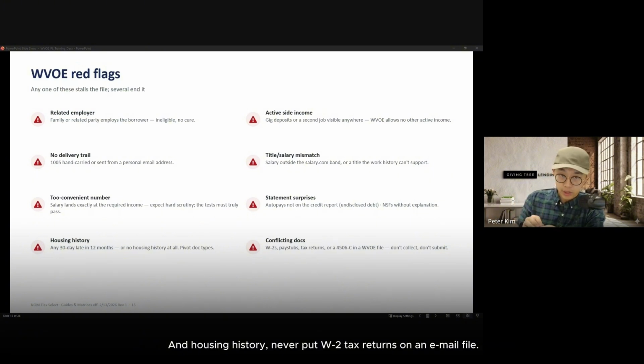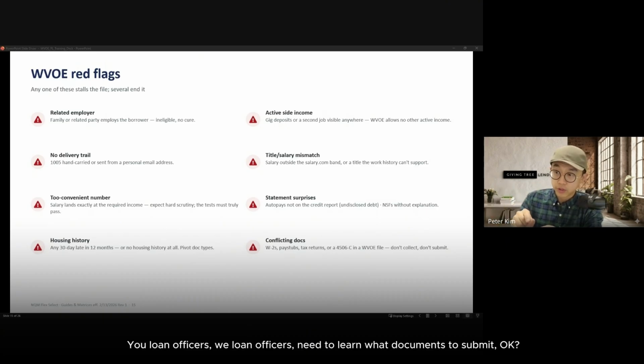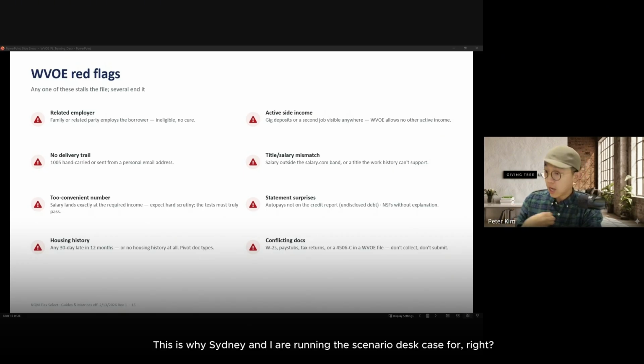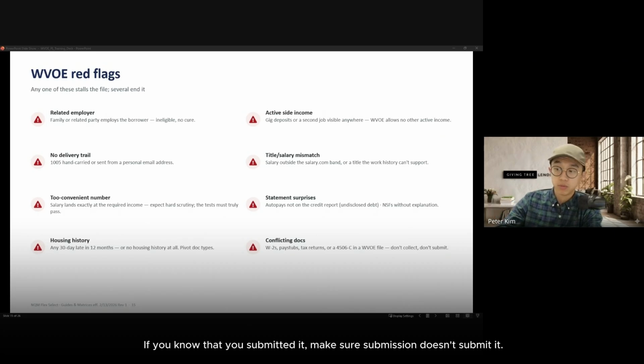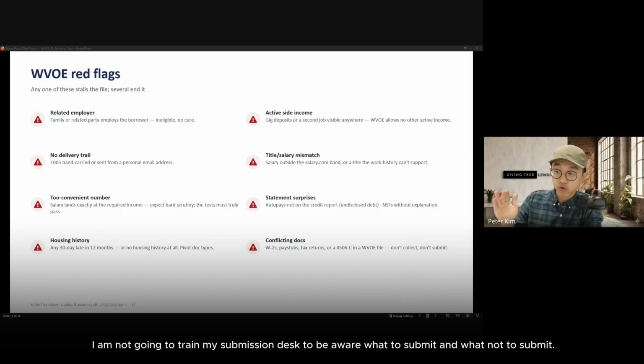And housing history. Never put W-2 tax returns on a written VOE file. Don't expect the processor to know what to submit. We loan officers need to learn what documents to submit, okay? This is what Sydney and I are running the scenario desk for, right? If you know that you submitted it, make sure the submission desk doesn't submit it. I am not going to train my submission desk to be aware of what to submit and what not to submit.